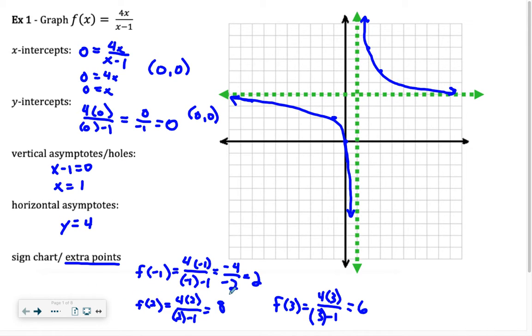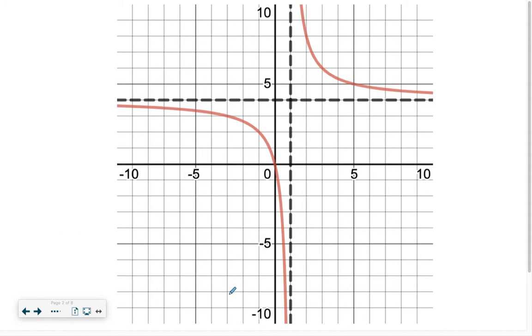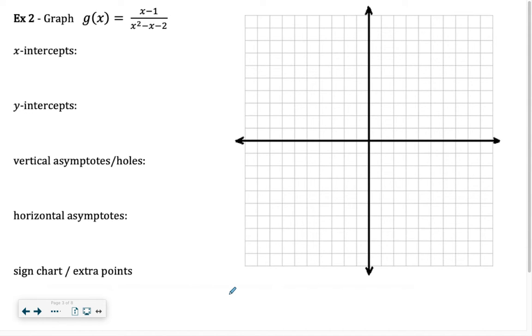All right. So here is a little cleaned up version of what that graph should look like, and we were pretty close. Let's do a few more examples. All right. In the next one, I've got x minus 1 over x squared minus x minus 2. So I'm going to start by factoring everything. That'll just make the rest of this easier.